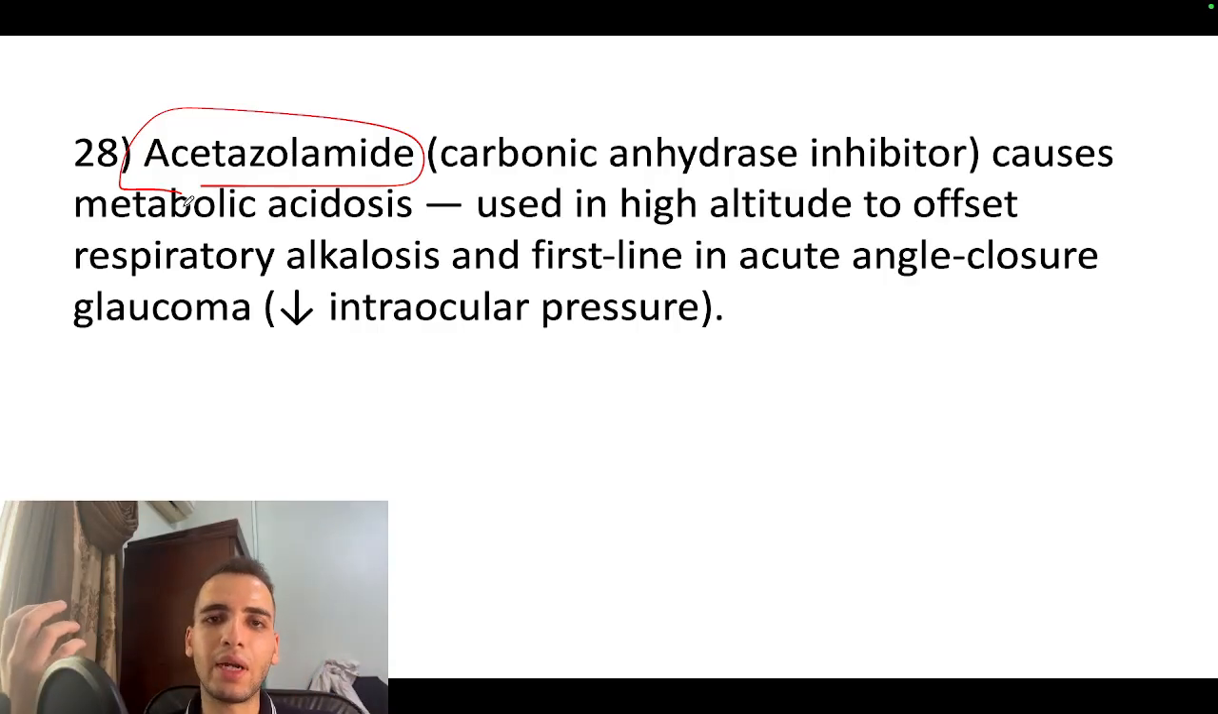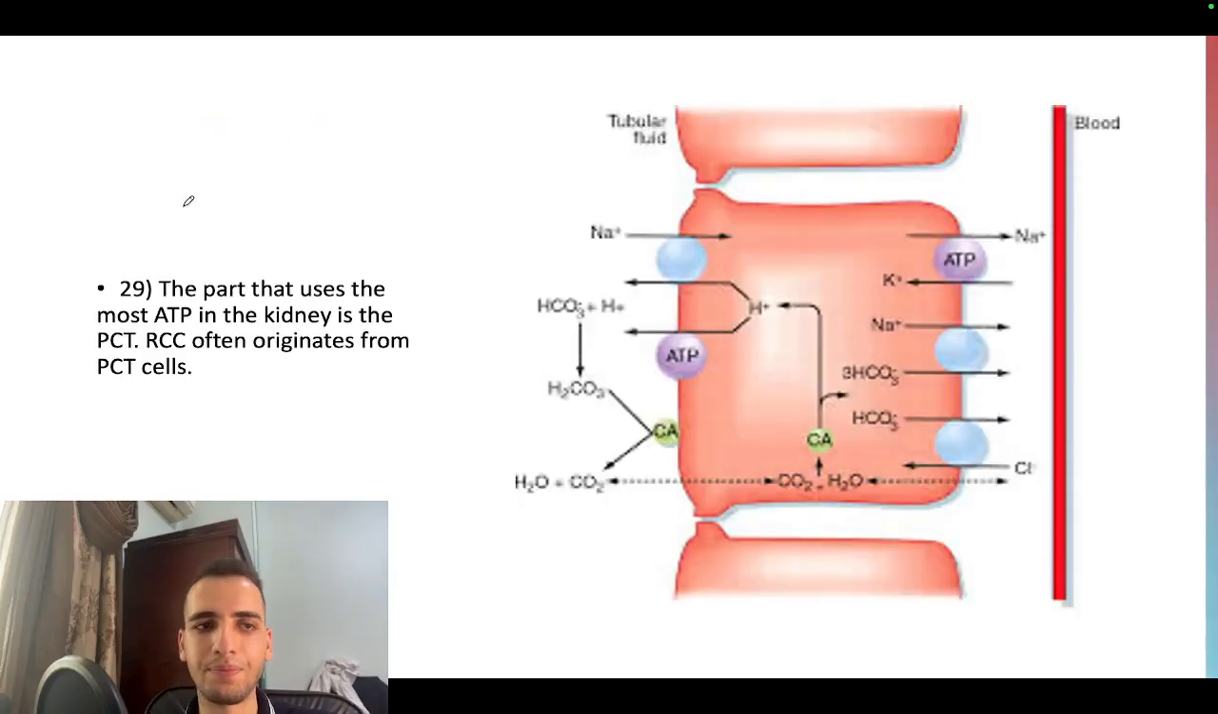And when you have respiratory alkalosis, you need to compensate. How would you compensate? You compensate by metabolic acidosis. Now remember that metabolic acidosis compensation, it takes 1 day to happen. And sometimes we need it to happen faster. So we will give acetazolamide to cause this artificial metabolic acidosis and help us with high altitudes. We can also use it intravenously to decrease the intraocular pressure in acute angle-closure glaucoma.